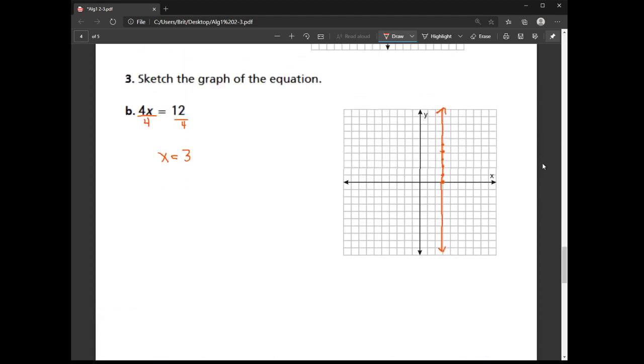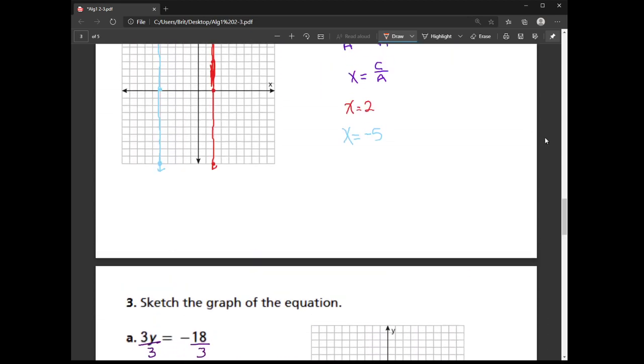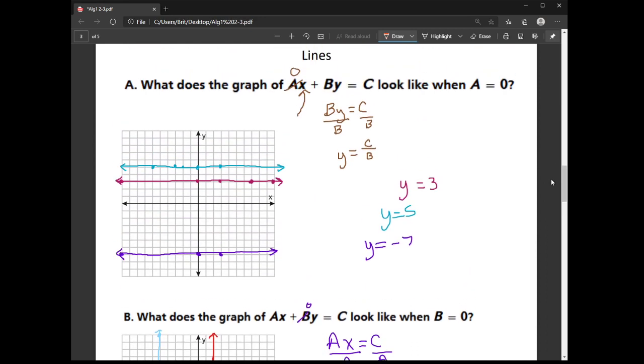Alrighty, so there's vertical lines and horizontal lines using standard form.